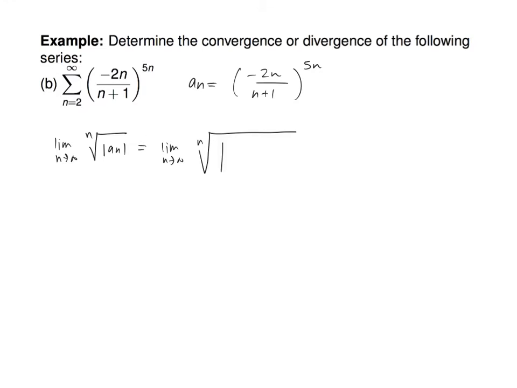It really does. Your book, I don't think we're going to be super picky about how you do this, but I do have students who mess it up, so I think we should be a little bit careful. It's okay to change the order of these operations. First of all, the nth root does what to the power of 5n? Turns it into just 5. Does that make sense? Okay, so this is the limit as n goes to infinity of the absolute value of negative 2n over n plus 1, to the 5th.